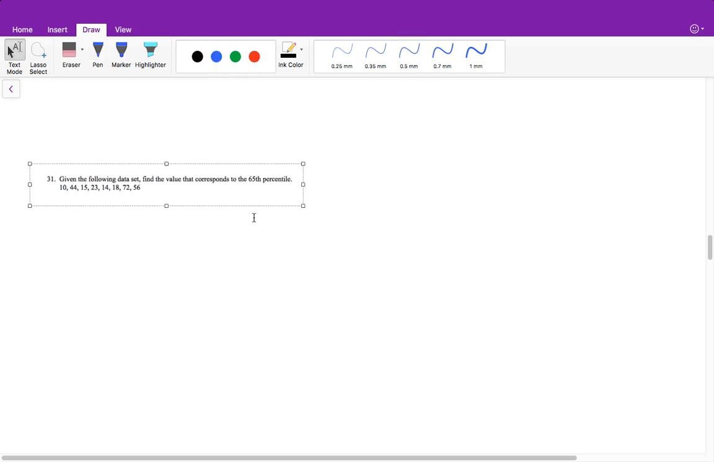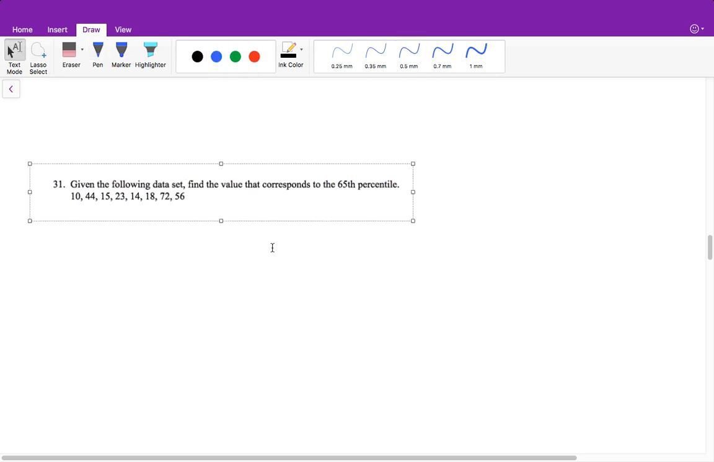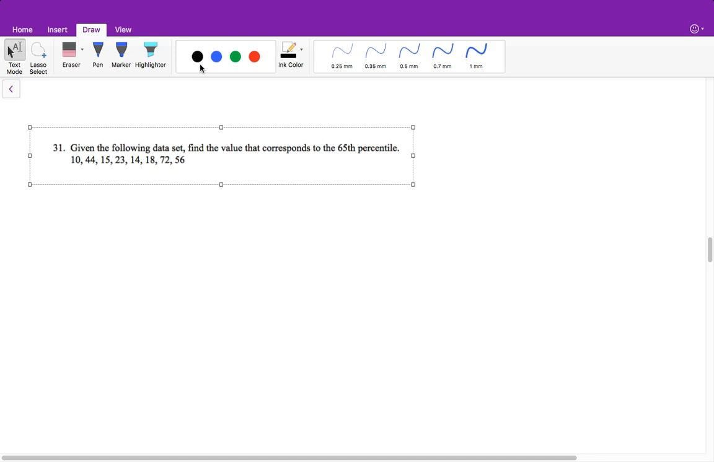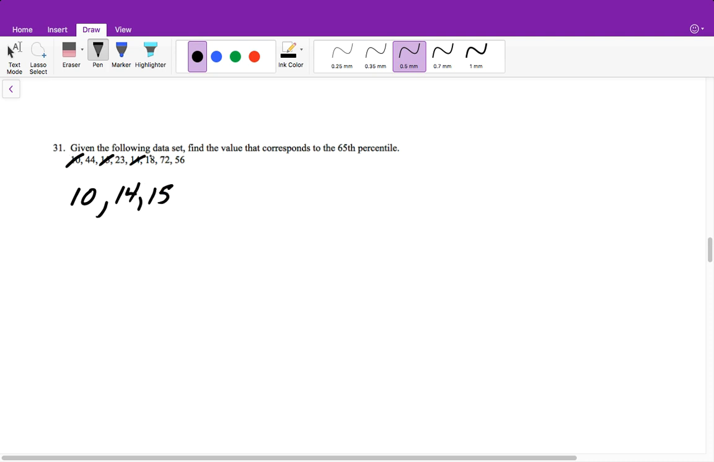All right, the next one, find which number corresponds to the 65th percentile. So when we're doing this, we're finding percentile. We also need to put them in correct order from least to greatest. So 10, then it will be 14, 15, 18, 23, 44, 56, 72.